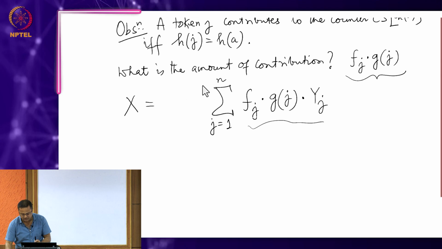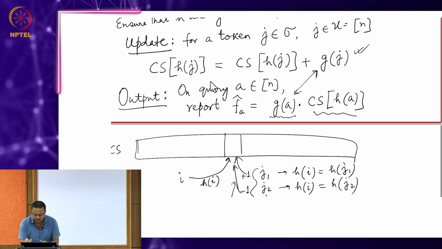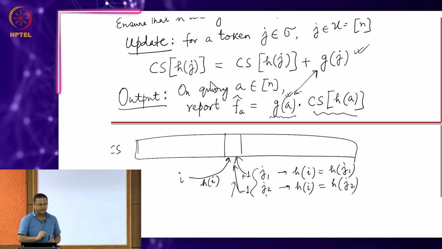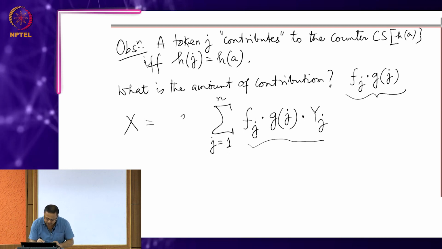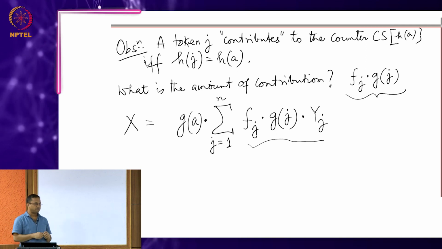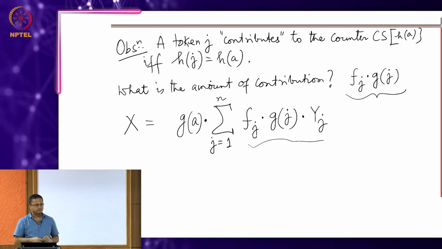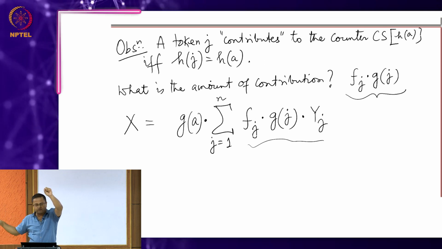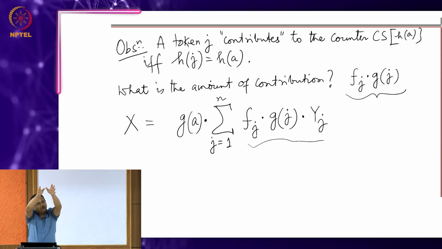But the thing that I have missed is that when I reported for A, I not only reported this, but I also reported this random value GA, right. So, my estimate is actually GA into this. Now, see what has happened in this particular location corresponding to A: many other tokens have contributed with plus minus whatever. So, finally, there has been a value in there.